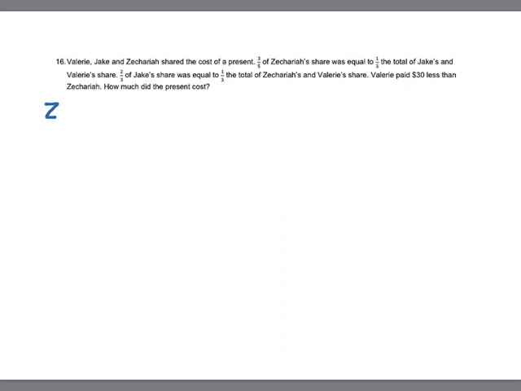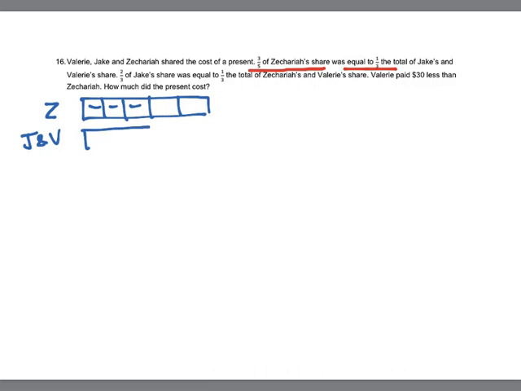We realize that, at the beginning, the info given to us is 3/5 of Zechariah's equal to 1/3. So that means to say Zechariah has a total of 5 units, right? And the 3 units of Zechariah is actually equal to 1 unit of Jake and Valerie, right? This is actually 1 unit of Jake and Valerie.